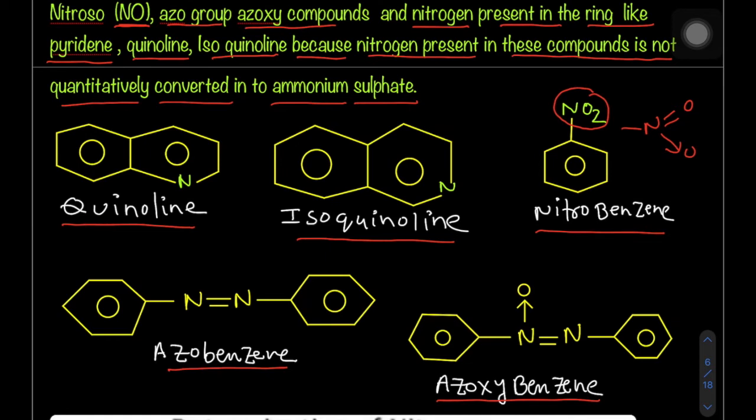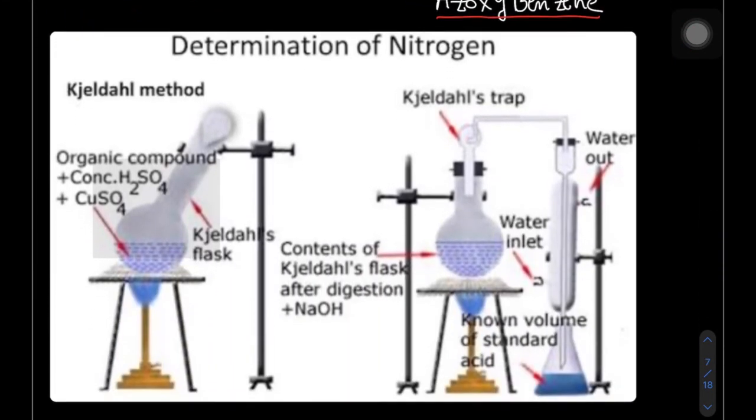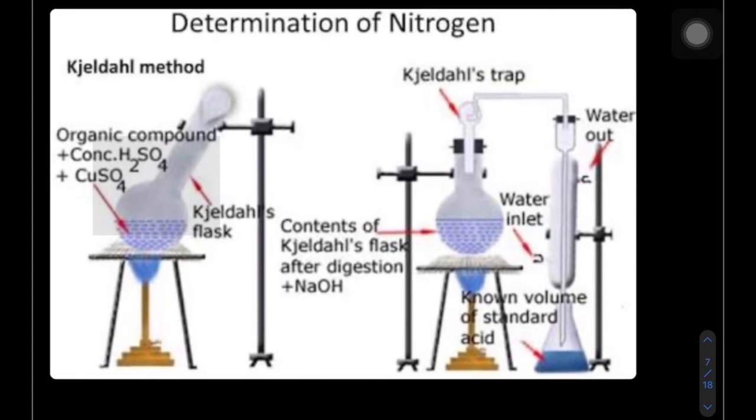Now the reason is that in these compounds, when we heat with concentrated sulfuric acid, nitrogen cannot be converted quantitatively into ammonium sulfate. This is very important.